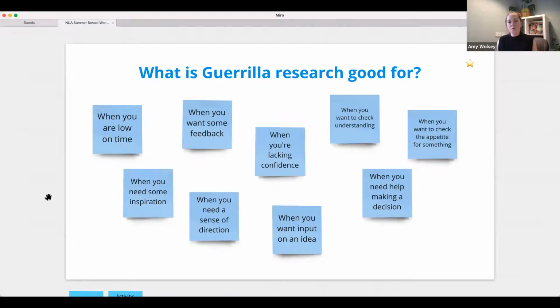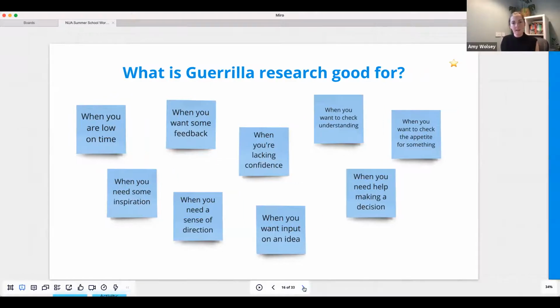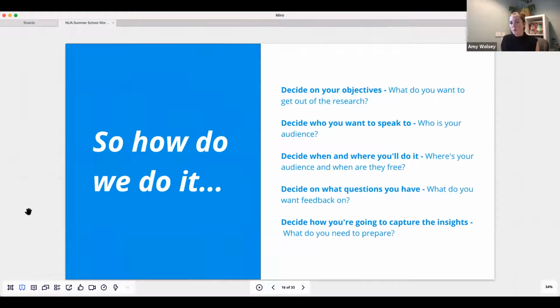Are there any other thoughts or suggestions from you guys on the chat as to what else it might be good for? I'd love to know if you have used it, for those people that have understood it, or some reasons why it might be useful to stop and ask questions and get some feedback or input on something you're working on. I'm going to talk through how we do it, and if you do think of any suggestions, feel free to put them in the chat as we continue to move through.